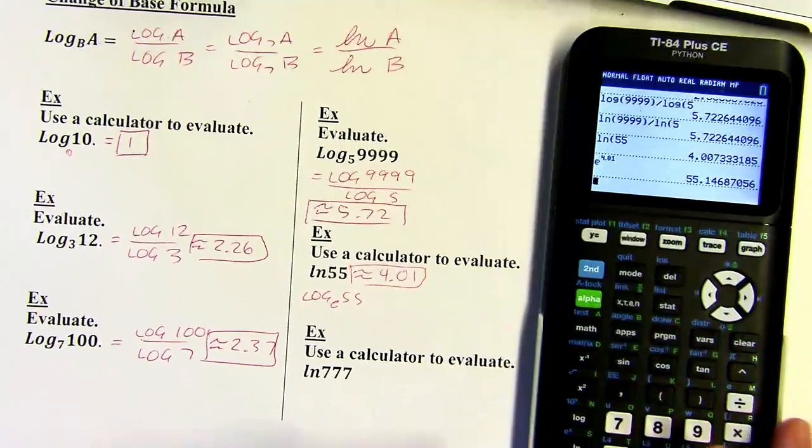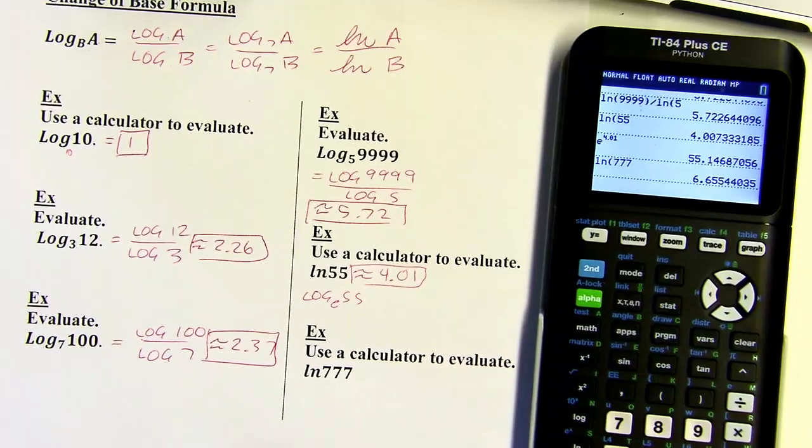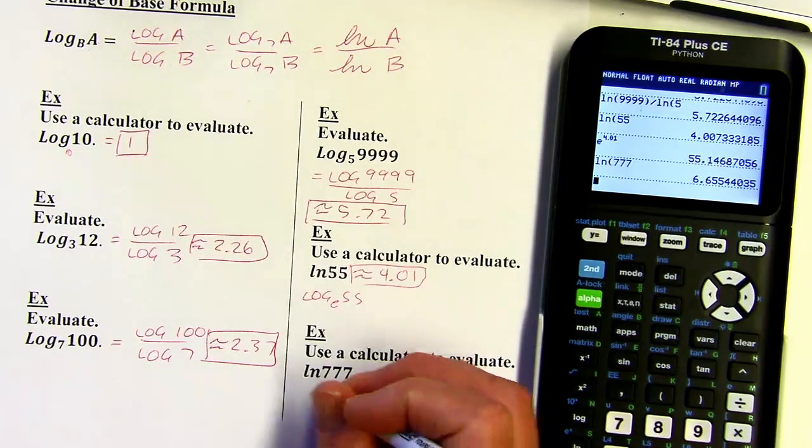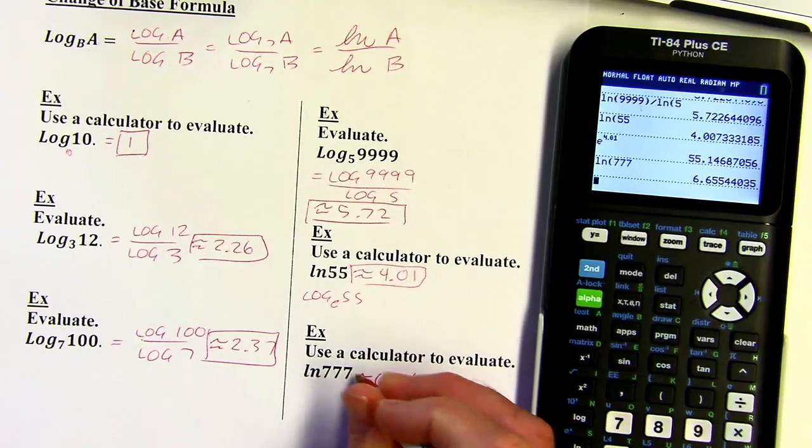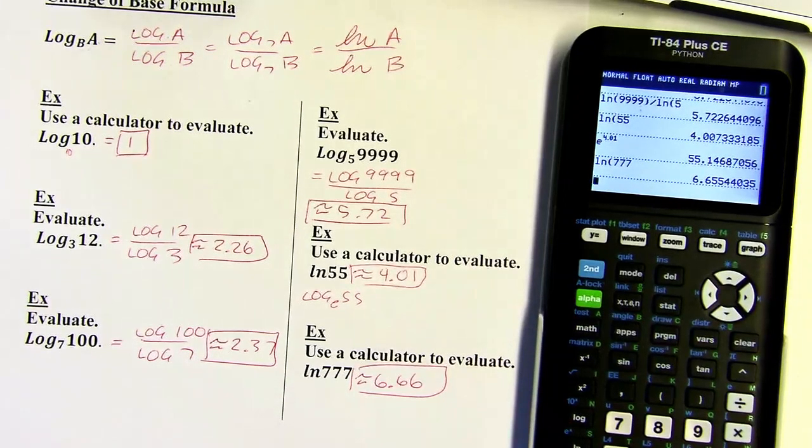All right, and then natural log of 777. There we go. It's about 6.66, sorry. Okay, that's the end of the section, and I'll see you next time.